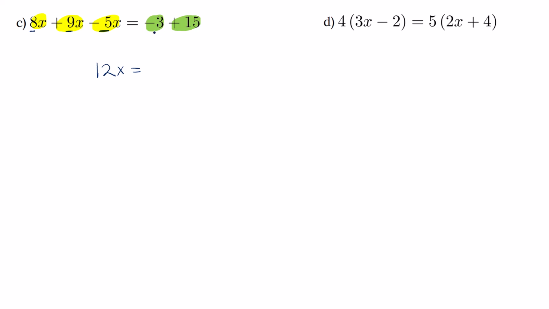Same with on the right side, we can actually just combine these constants together. So -3 plus 15 is 12. And then last step, to get our x by itself, divide by 12.